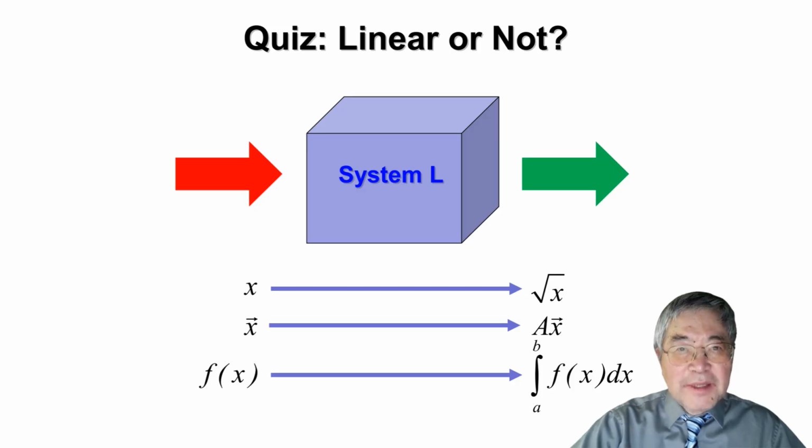Suppose we have a system that maps positive numbers, x, to the square root of x. At first glance, you might notice that the output is 0 when the input is 0. That's a necessary condition for linearity, but it's not enough. To be truly linear, the system must satisfy both additivity and homogeneity. The square root function fails both tests. The square root of a sum isn't the sum of the square roots of the components, and if you scale the input, the output doesn't scale proportionally.